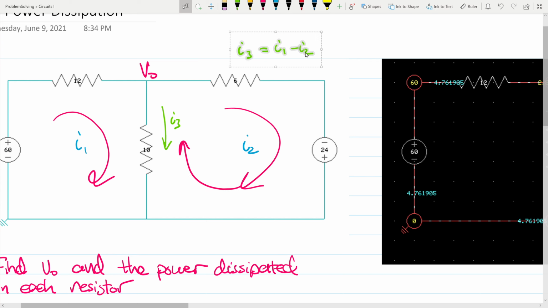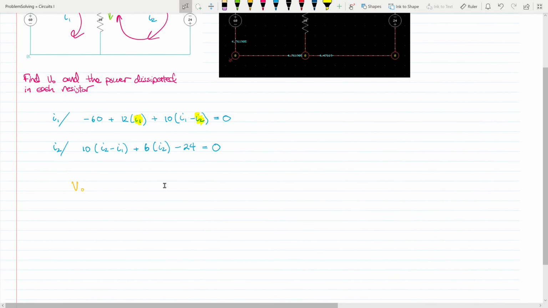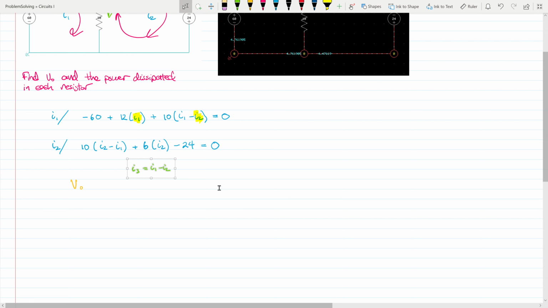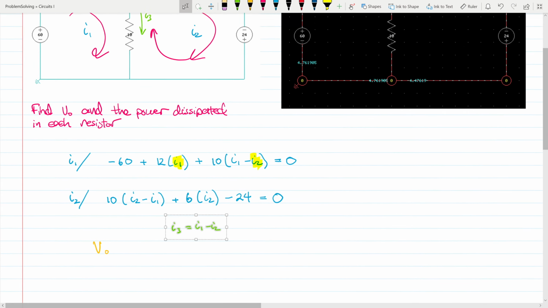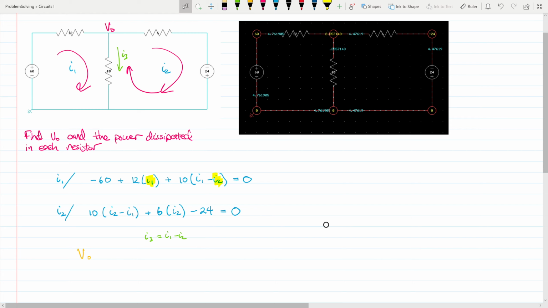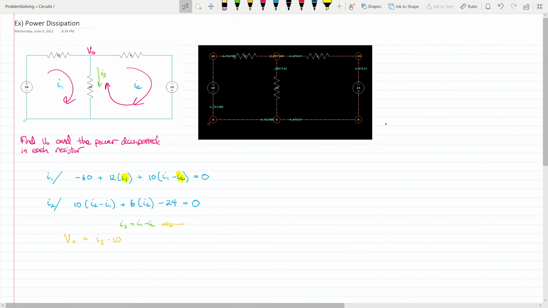So now we have an expression for I3. So let's grab that. So V naught, my claim, is that V naught can be computed using Ohm's law. So V naught is equal to IR by Ohm's law, so I3 times 10. And you know what I3 is. So now you have V naught. Now if you want the power through each resistor, all you need to do is use one of three equations that we have for power. So there's I squared R, there is V squared over R, there's also I times V, or V times I. So you have three choices.